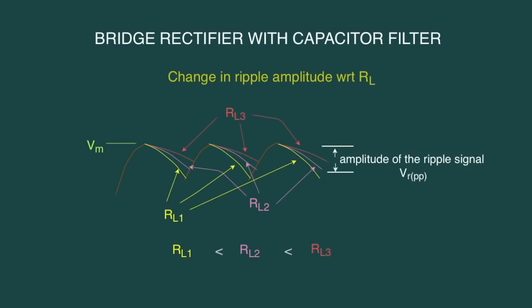Till now, we have seen how capacitor helps us in reducing the ripple signal. Hereafter, we are going to see the effect of load resistance on the level of ripple signal. Let us now see how the amplitude of ripple signal changes with respect to the load resistance.